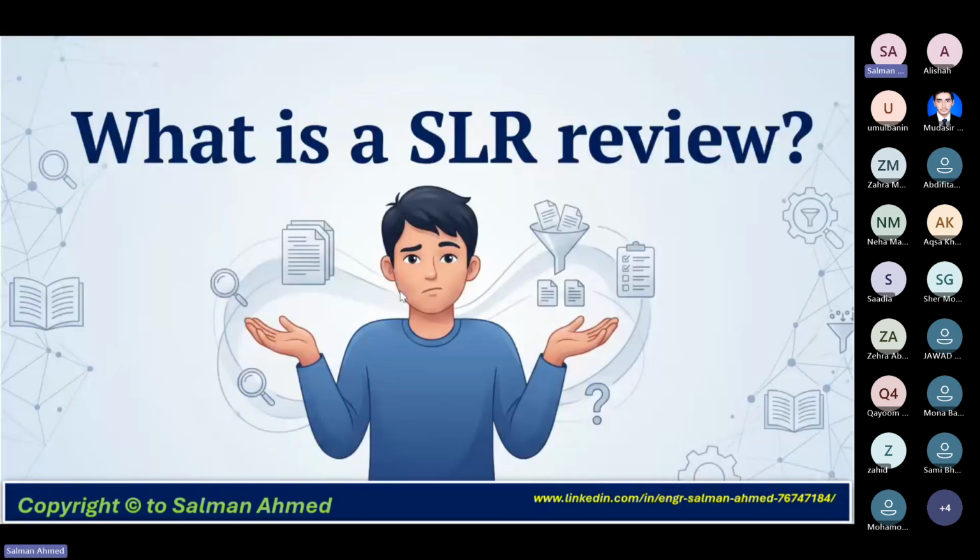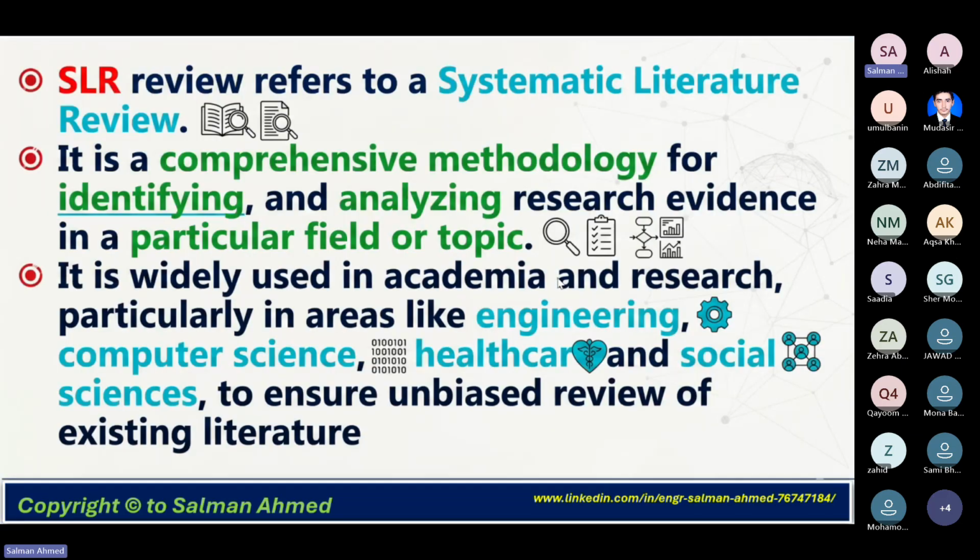First of all, I start with the SLR. What is a systematic literature review? A systematic literature review is a comprehensive methodology for identifying and analyzing research evidence. In a literature review, we do a comprehensive analysis.